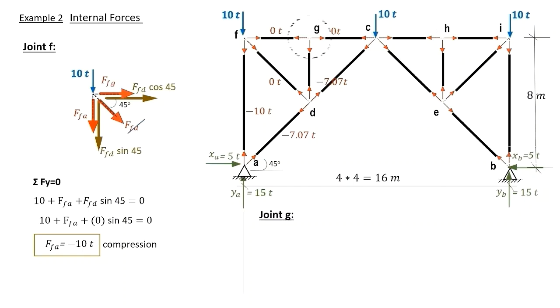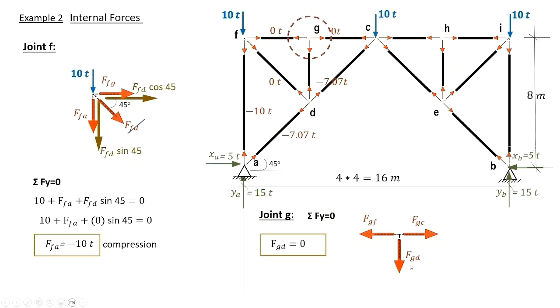Taking joint G, we extracted it outside with all the internal forces connected to it. In other words, all the members connected to it, GF, GD, and GC. From the geometry, it has no external forces applied on it. Considering the forces in the y direction, we have the force in GD equals 0, as there are no other forces in the y direction. We plotted it on our diagram.